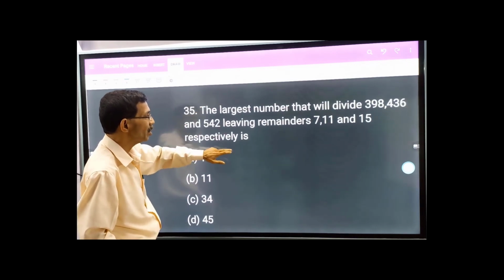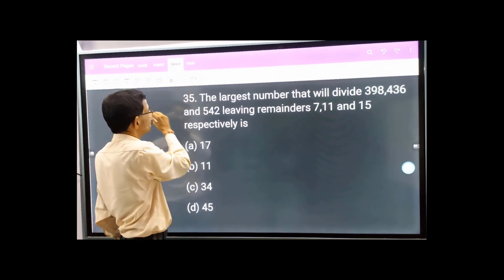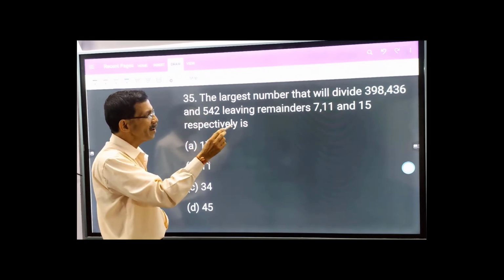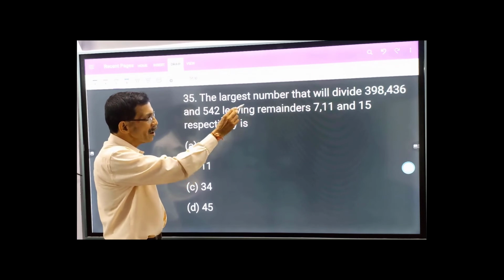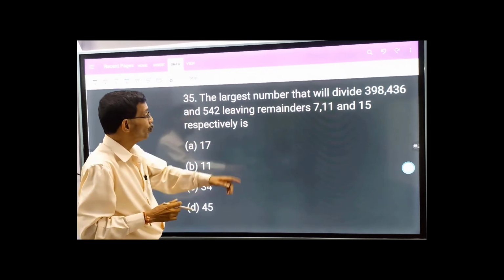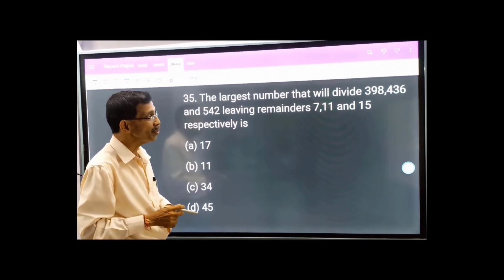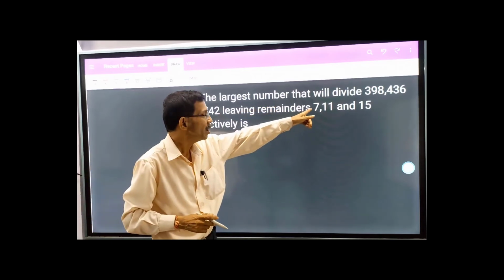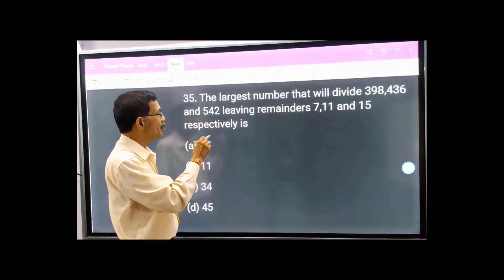The next question you try to understand carefully. Here the largest number that will divide 398, 436 and 542, leaving remainder 7, 11 and 15 respectively is. So here we are asked largest number. So we have to find the HCF. So HCF of which number? Not directly 398 and 436, but after removing the remainder. So let us do that and you will understand better.